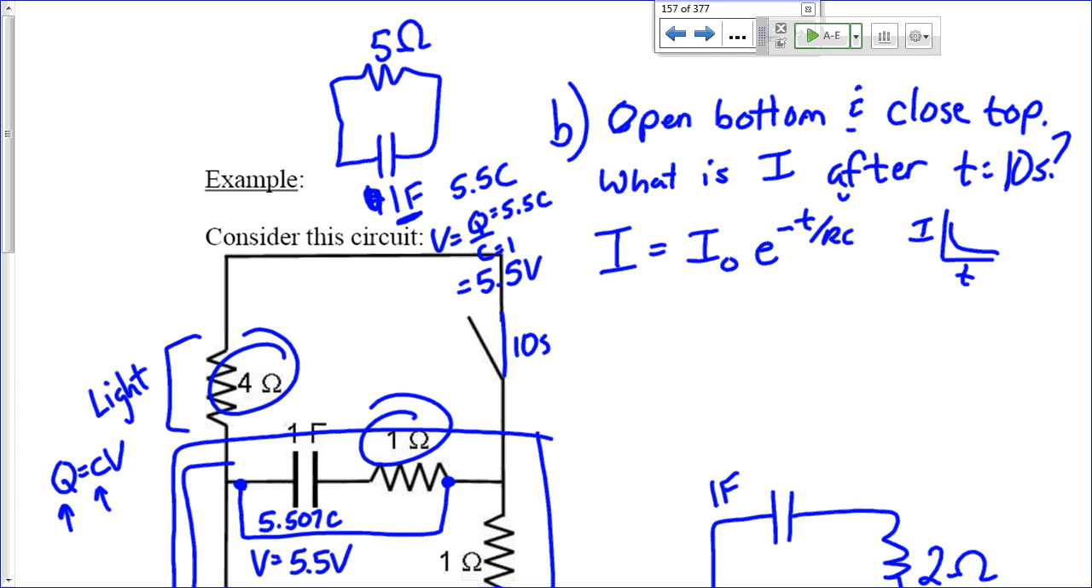Okay, so now in the top part of the circuit, I have 5.5 coulombs on that capacitor. I close that circuit on the top so that it opens up, allowing that capacitor to discharge. The bottom is now open, so it's not in there. And now I just want to know what is the current after an additional 10 seconds. So 15 seconds has now elapsed. 5 seconds to charge, and now 10 seconds to discharge.